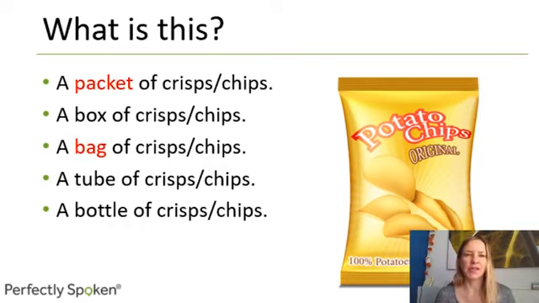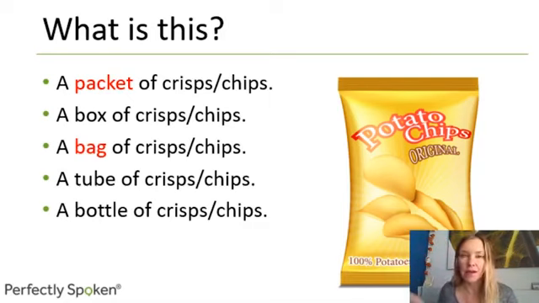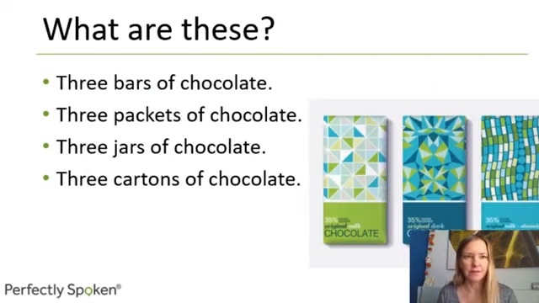Yes, you can say two things. You can say a packet of crisps or a bag of crisps. So this, for example, do you remember, is a packet of pasta. Packets are usually made with plastic or with paper. Okay, next one. Are you ready?